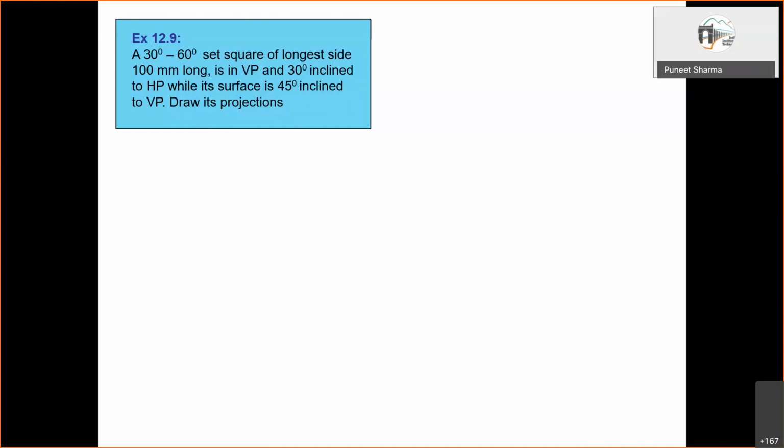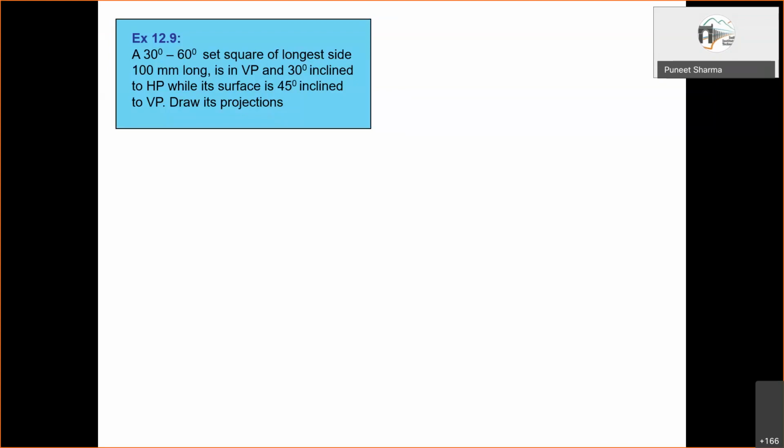So we have, say, a 30-degree, 60-degree set square, with the longest side, 100 mm, in VP. This statement means the longest side of this set square is in the VP. Okay. And 30-degree inclined to HP. So the longest side is in VP and is 30-degree inclined to the HP, while its surface is inclined 45 degrees to VP. Okay, draw the projections.